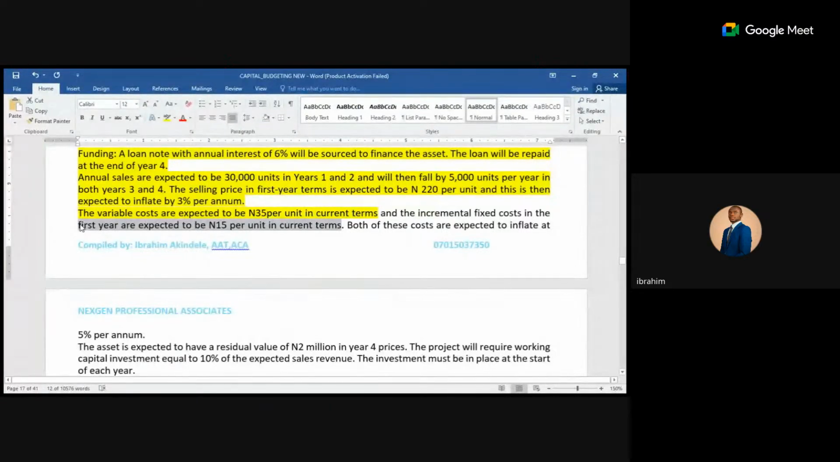That would be at year 0, and they say both of these costs are expected to inflate at 5% per annum. So after that, year 1 you have to inflate it raised to the power of 1. Year 2 you have to inflate it. Year 3 you have to inflate it.